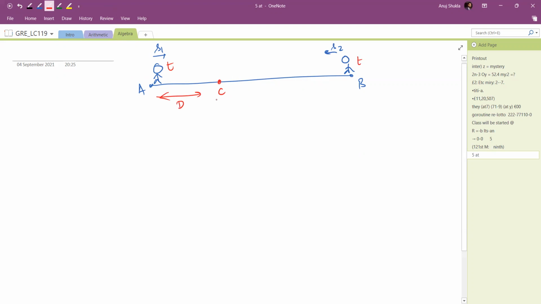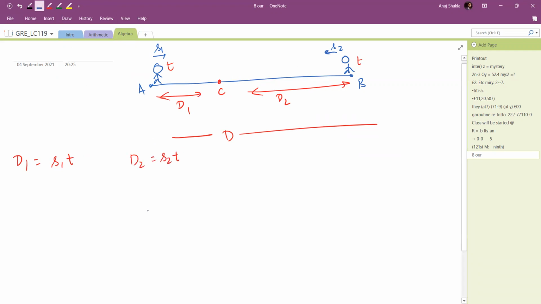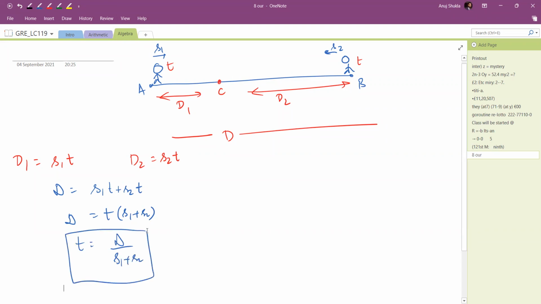Suppose this distance is d1, this distance is d2. The whole distance is d, right? Can I say d1 value is equal to s1t, d2 value is s2t? Yes or no? Distance equals speed into time. What is d? D value is d1 plus d2, that is s1t plus s2t. Or if you take t common, it is s1 plus s2 into t, and that is d. Or you can again say time equals d divided by s1 plus s2. Okay, any doubt? Any doubt till now?